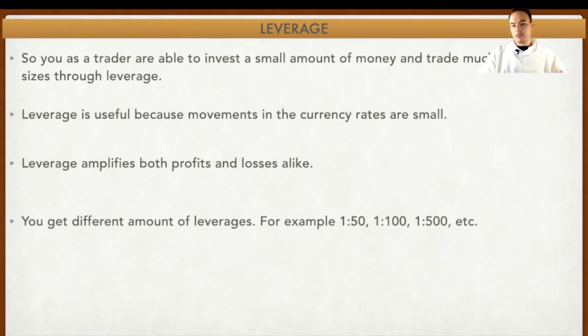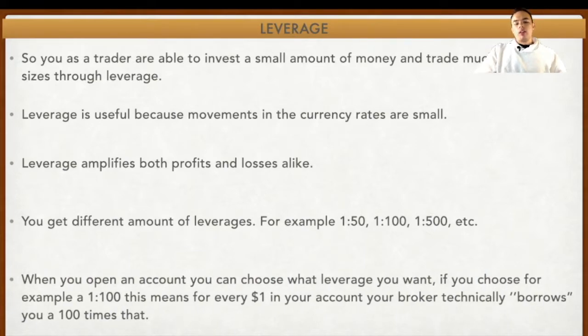There are different amounts of leverage: 1 to 50, 1 to 100, 1 to 500, 1 to 1,000, 1 to 3,000, depending on what broker you're using, what regulations they follow, etc. When you open a trading account, you can choose whatever leverage your brokerage firm is offering you. Let's use a simple example of 1 to 100. This means for every dollar that you are depositing into your trading account, your broker technically is lending you 100 times that dollar.